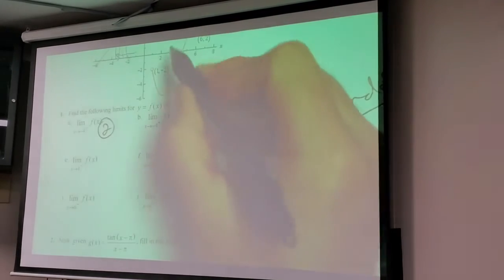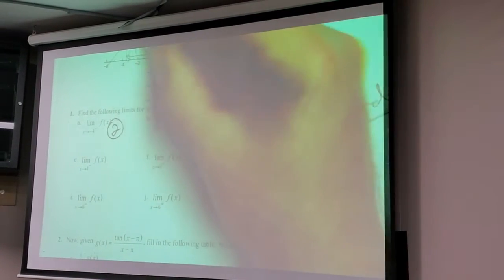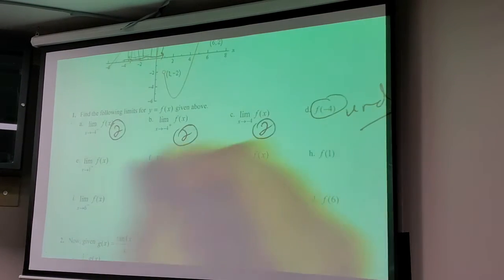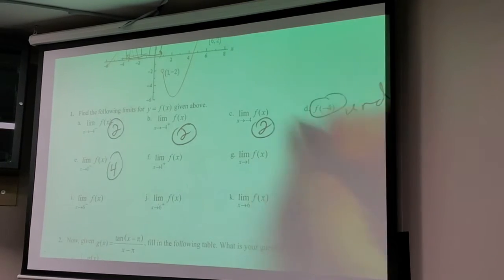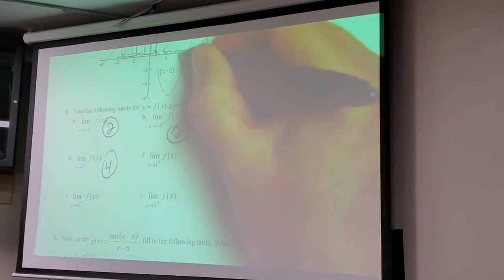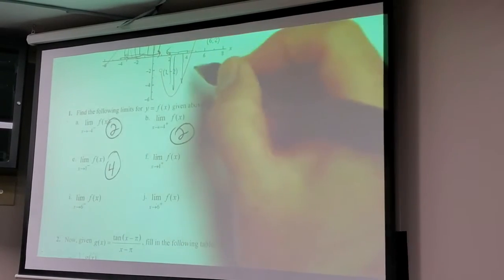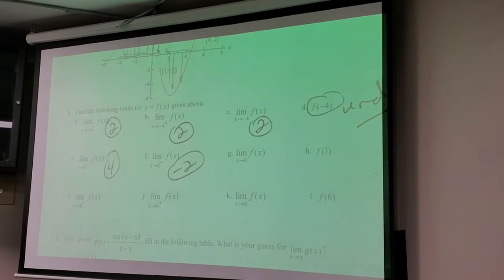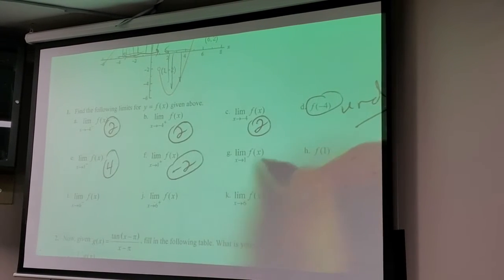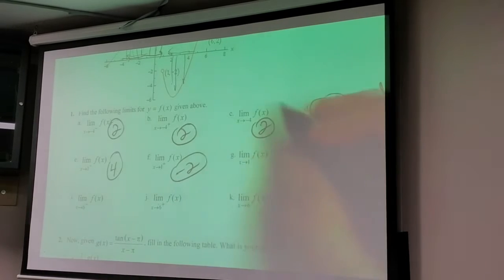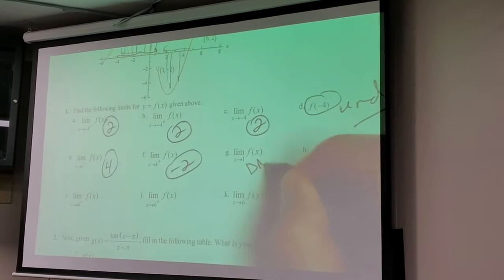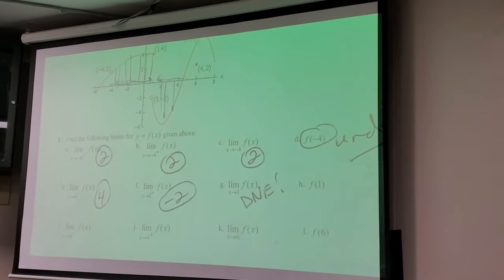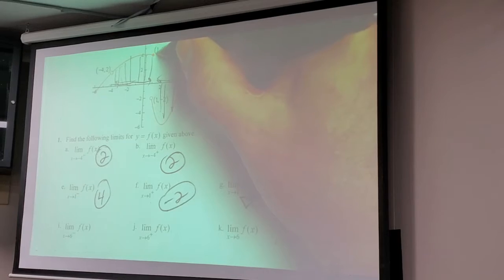What about this one? Going towards 1 from the left, the outputs look to be approaching 4. As I approach 1 from the right, the outputs look to be approaching -2. So can I say there's a general limit at 1? No, they don't agree. There is no general limit at 1. But f of 1 is what? 4, because that's where it's filled in.